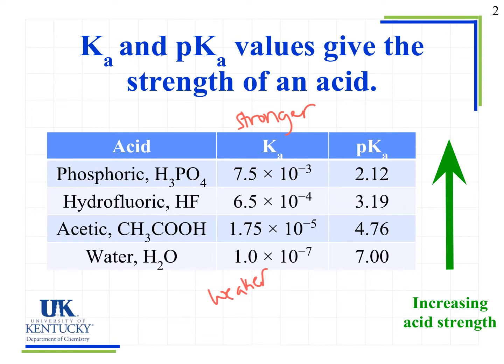For a strong acid, we will have a large Ka value and a small pKa. For weaker acids, we will have a small Ka and a large pKa. When you're looking at numbers in scientific notation, if you're confused about what's larger and smaller, write it out in the standard form to see the numerical values.